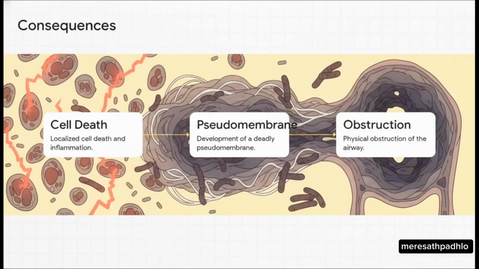The fallout is immediate and severe. First, you get massive localized cell death and inflammation. As those cells die off, they mix with bacterial colonies and fibrin, which is a blood-clotting protein, to create step 2, the development of a pseudomembrane. This is a thick, grayish, horrifying barricade of dead tissue that basically cements itself to the throat, which inevitably leads to step 3, a physical obstruction of the airway. The patient is literally choked by their own dying cells.